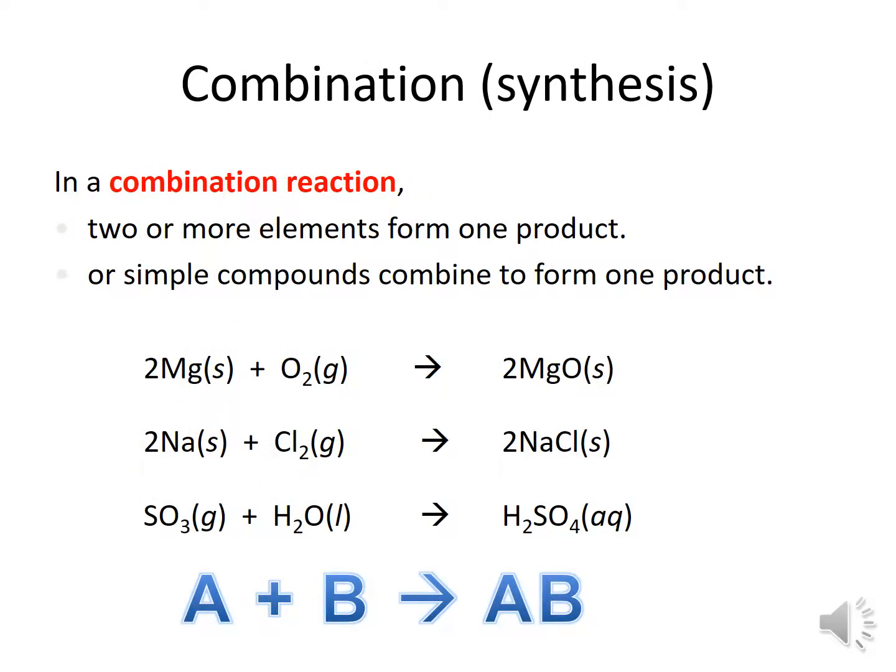Combination, also known as a synthesis reaction. Two or more elements form a product, or simple compounds combine to form a product. If you burn magnesium, the magnesium plus oxygen makes magnesium oxide. Sodium metal and chlorine gas react to make sodium chloride. Sulfur trioxide and water make sulfuric acid. All of these have the general format of A plus B yields AB. So they are combination reactions.